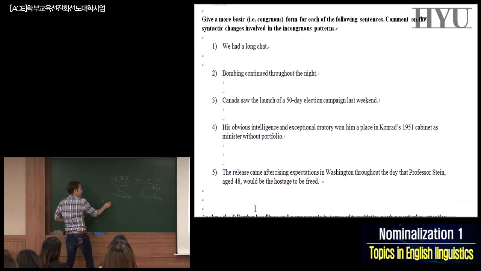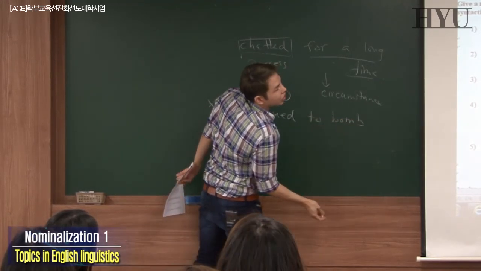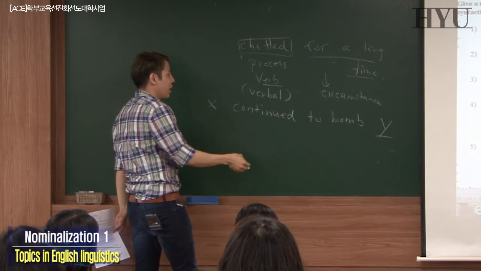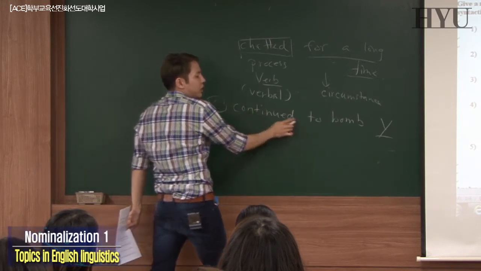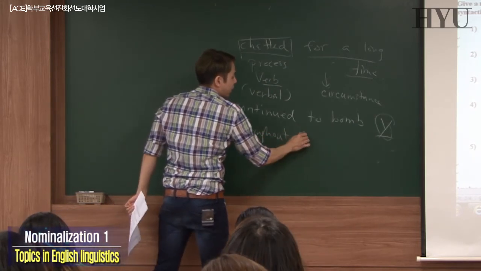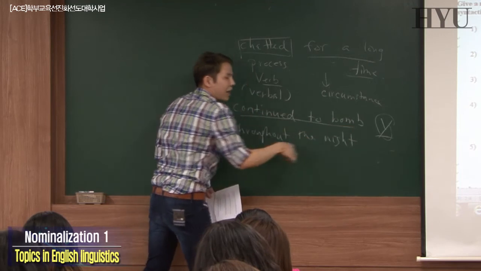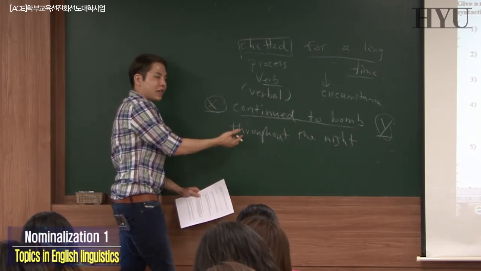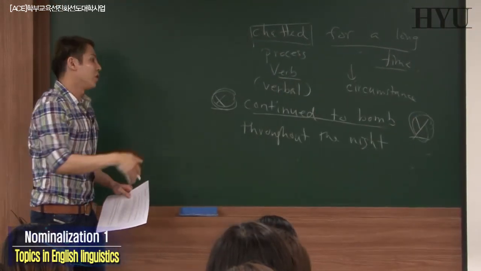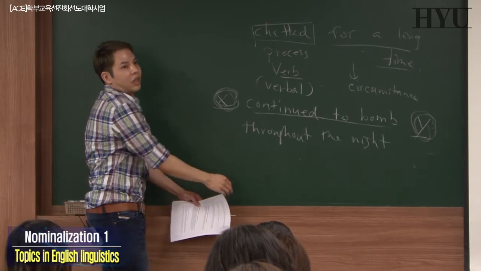So you can say something like X continued to bomb Y. X could be a person, Y could be a city, throughout the night. And this is a more basic pattern because you have continue to bomb as a verbal process with X as the participant, and Y as the goal, and so on. Or you could say Y continued to be bombed throughout the night without even having to mention the X, okay?